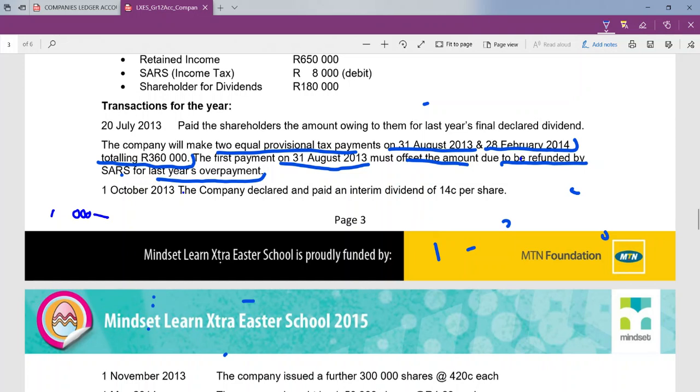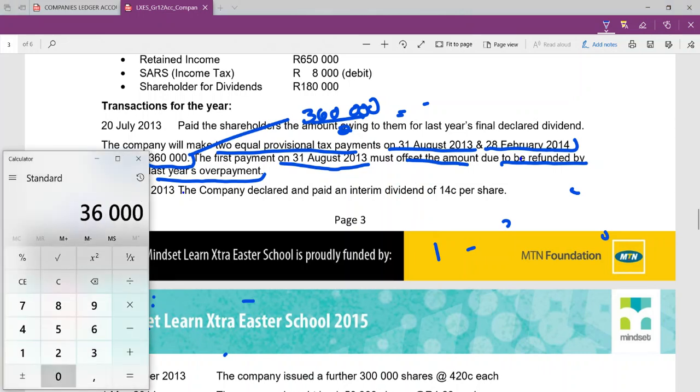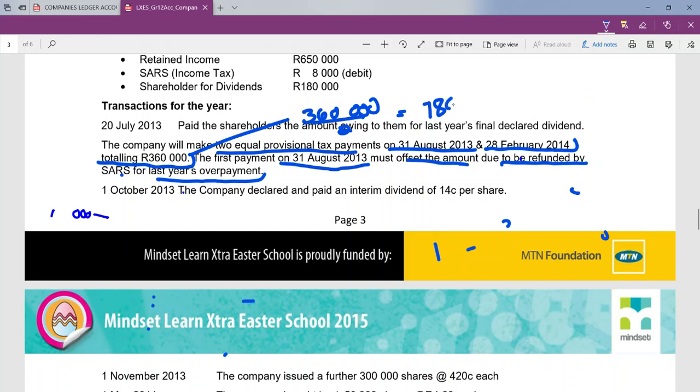Because they told us that they will make two equal provisional payments, what we are going to do is take this 360,000 and divide it by two so that we can know how much they were equally supposed to pay. If you take that 360,000 and divide it by two, it will give you 180,000. So for each payment, they were supposed to pay 180,000. But we must keep in mind that they said they will offset the balance of 8,000, which means that they will be given a reduction. So we are going to subtract 8,000 from this on the first provisional payment.